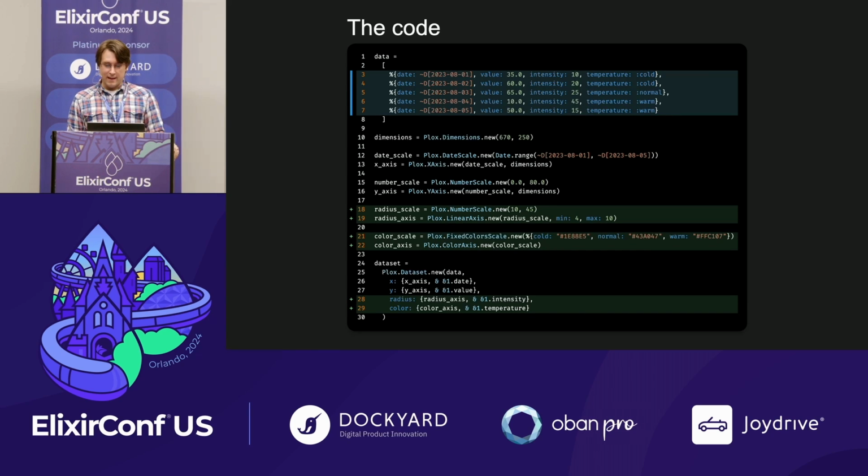Below that, we define a fixed color scale and axis that just maps our atom values to colors. That's what the fixed color scale is capable of doing. All we have to do then is add them to our dataset mappings at the bottom. You can see we've added radius and color at the bottom, and we've given them those two names. Take note of those names, right? We named it radius and color.